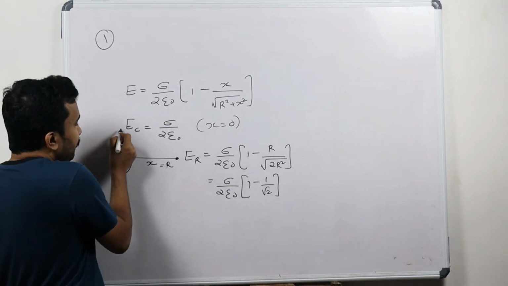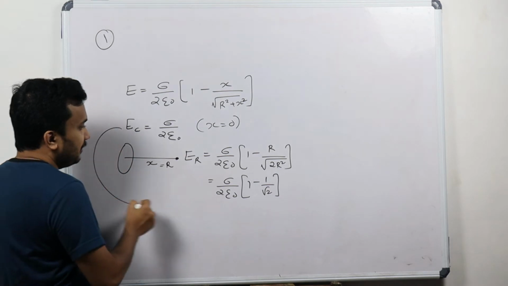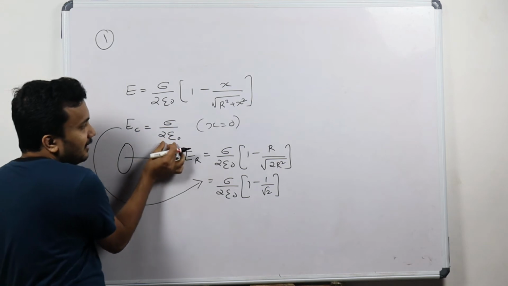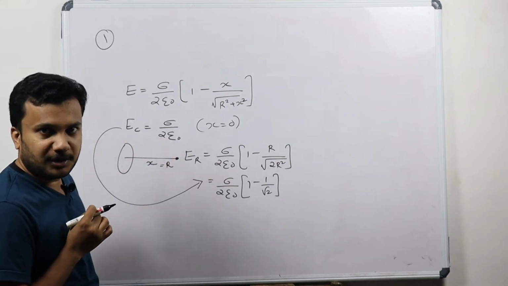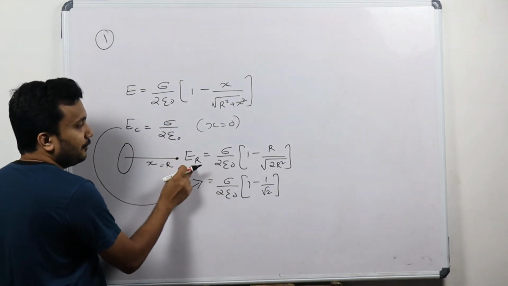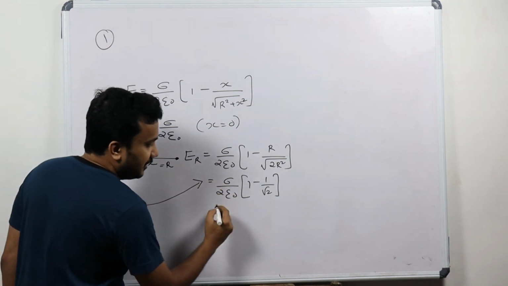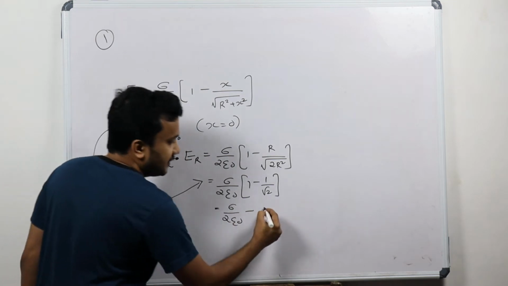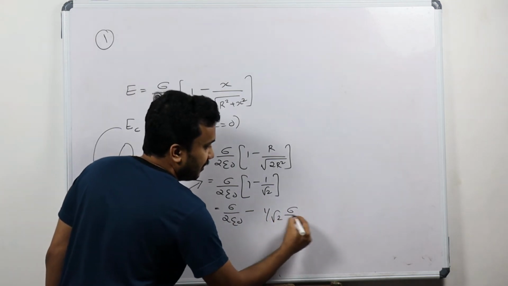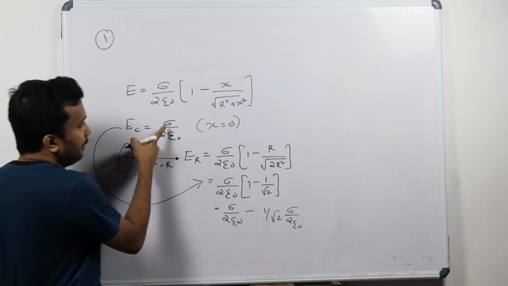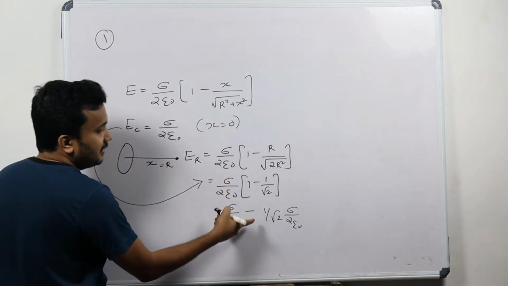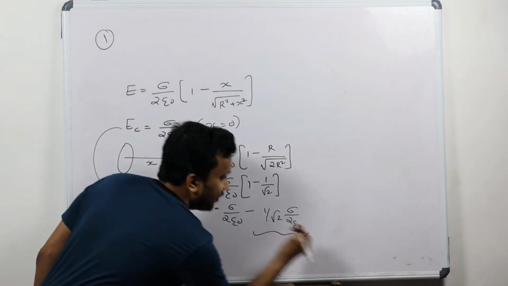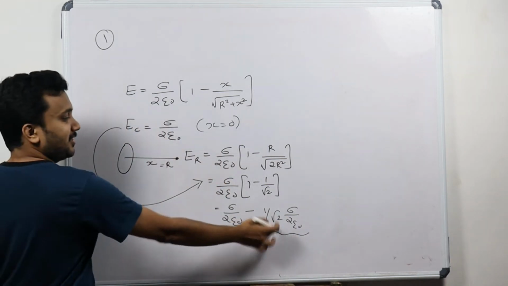Okay, now if you compare these two formulas, at the center how much is there? Sigma by 2 epsilon 0. At a distance of r, how much will be there? If you split this one, sigma divided by 2 epsilon 0 minus 1 by root 2 into sigma divided by 2 epsilon 0. So compared to the center, this formula is reduced by how much? This is the reduction factor. Correct, this is a reduction factor.